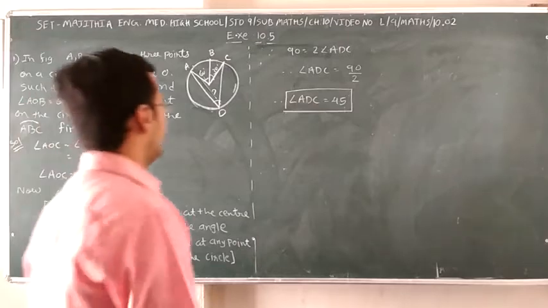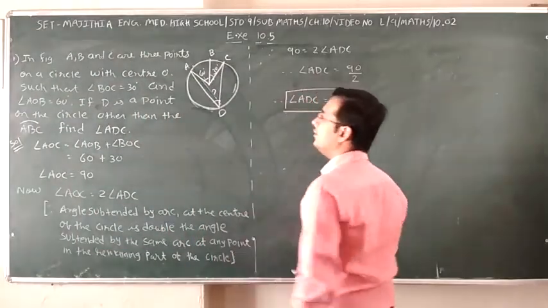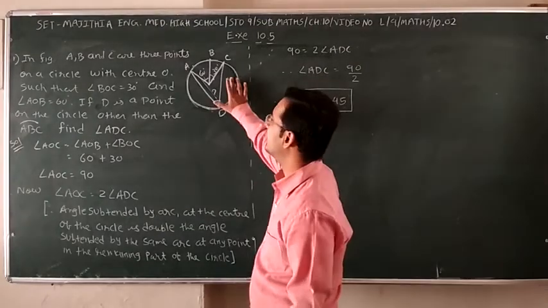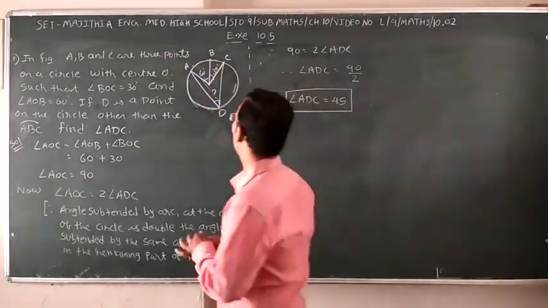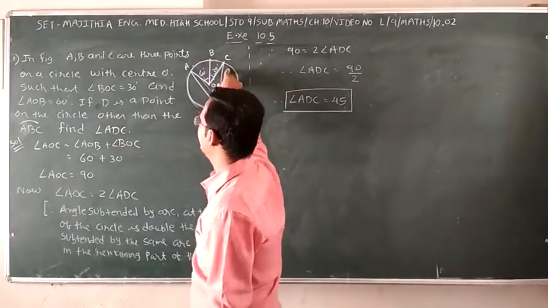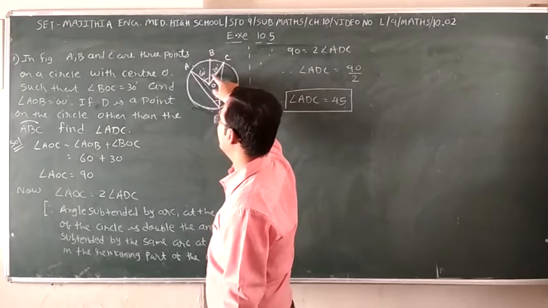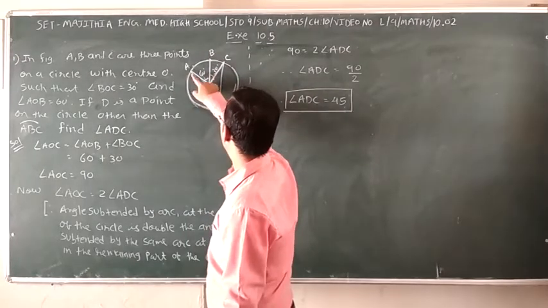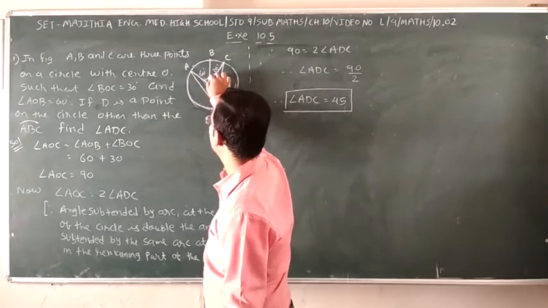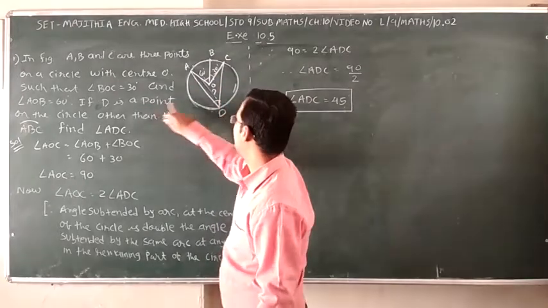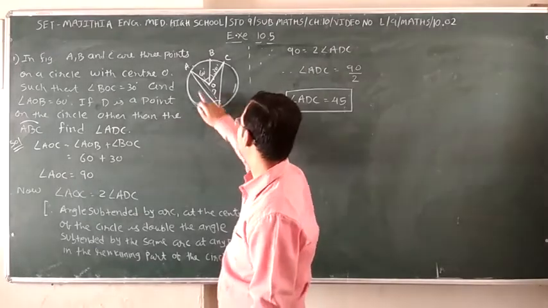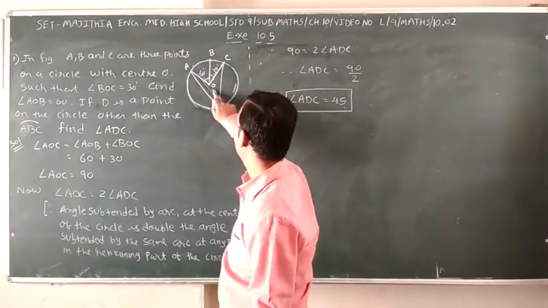Exercise 10.5. First one: in figure A, B, C are three points on a circle with center O. Angle BOC is 30 degrees and angle AOB is 60 degrees. If D is a point on the circle other than arc ABC, find angle ADC.